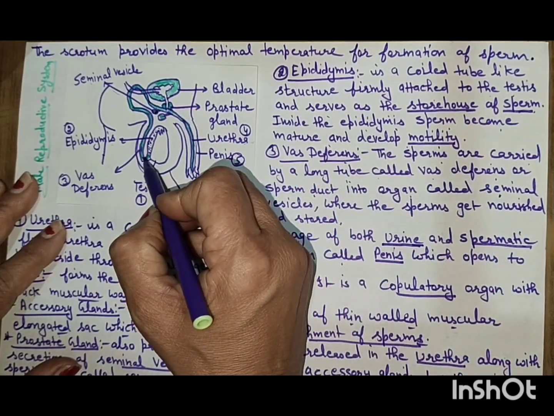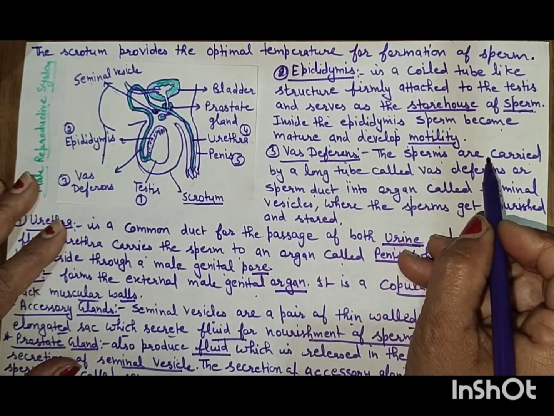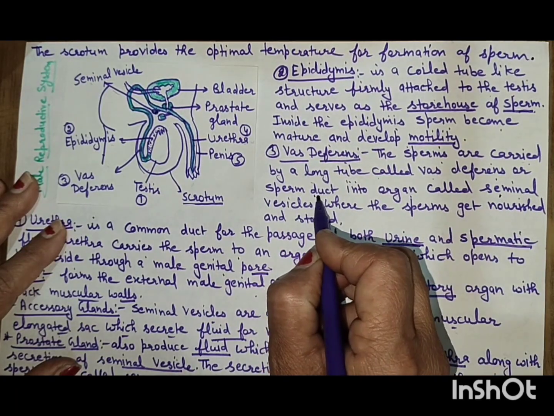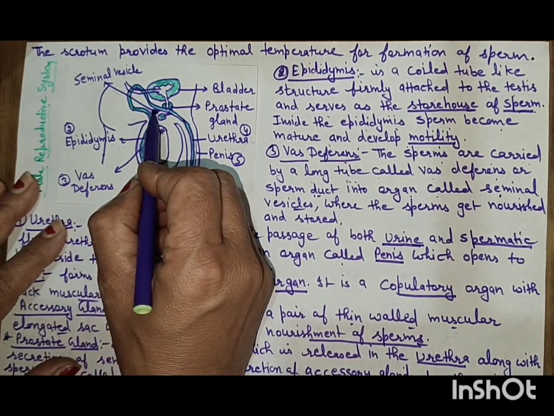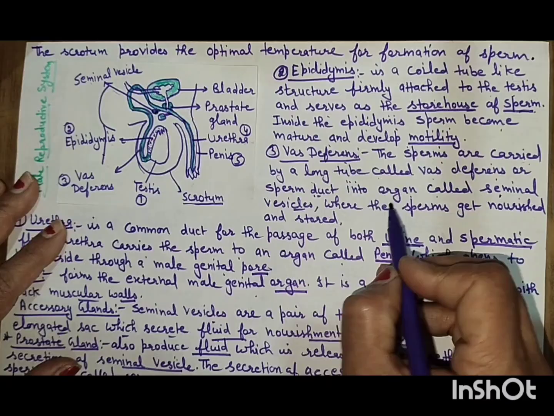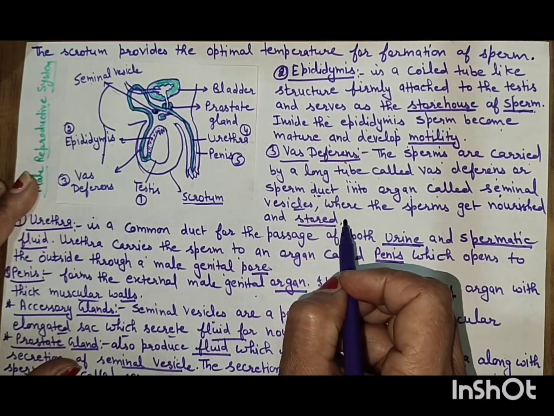The sperms are carried by a long tube called the vasa deferentia, or sperm duct, into an organ called the seminal vesicle. In the seminal vesicle the sperm get nourished and stored for some time.